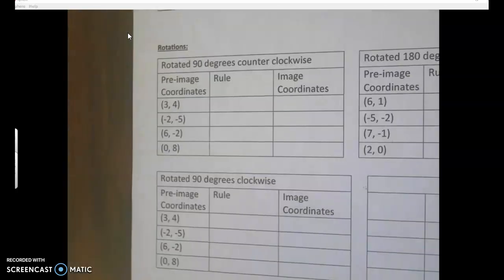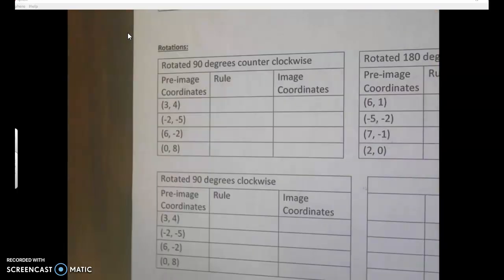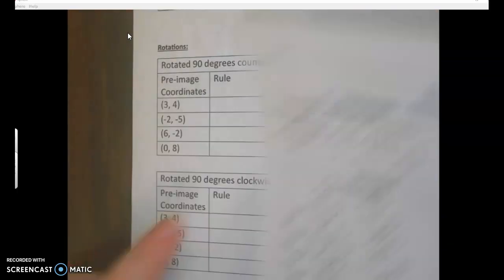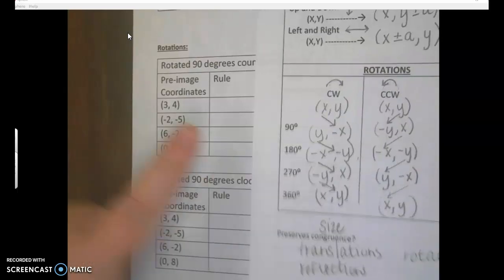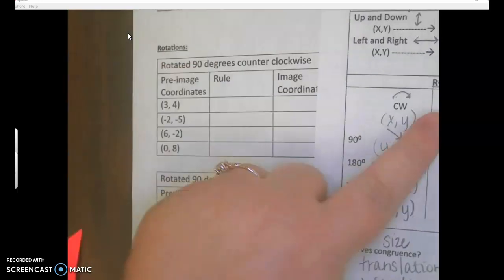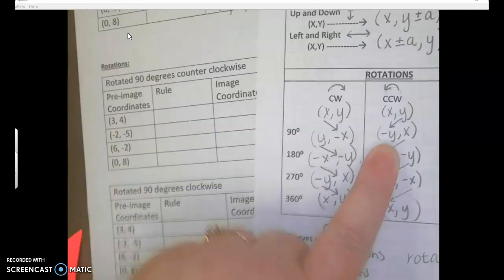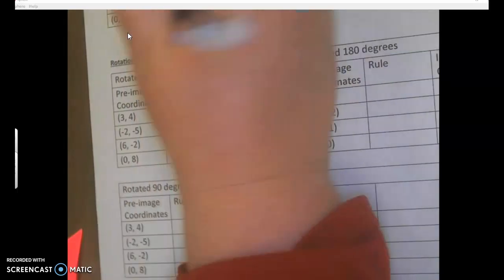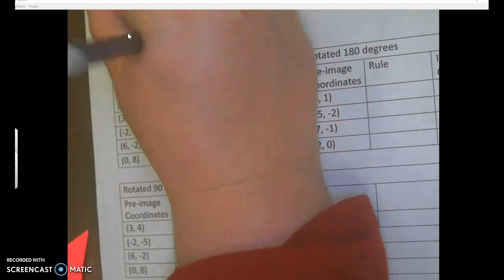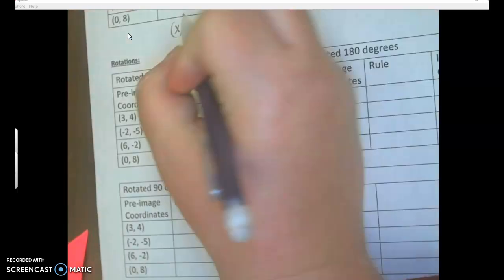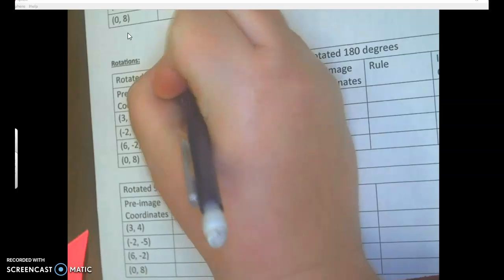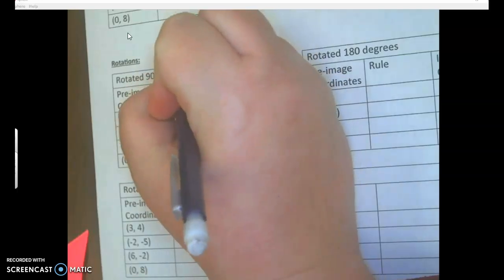All right, let's look at some rotations. Okay, rotation. I could flip back to the front and look at my table and find out what my rotation would be. If it's counterclockwise, I come over here, 90 would be (-y, x). I could also rework it. I could say (x, y). This is going counterclockwise. So I'm going to slide, flip, bring down.